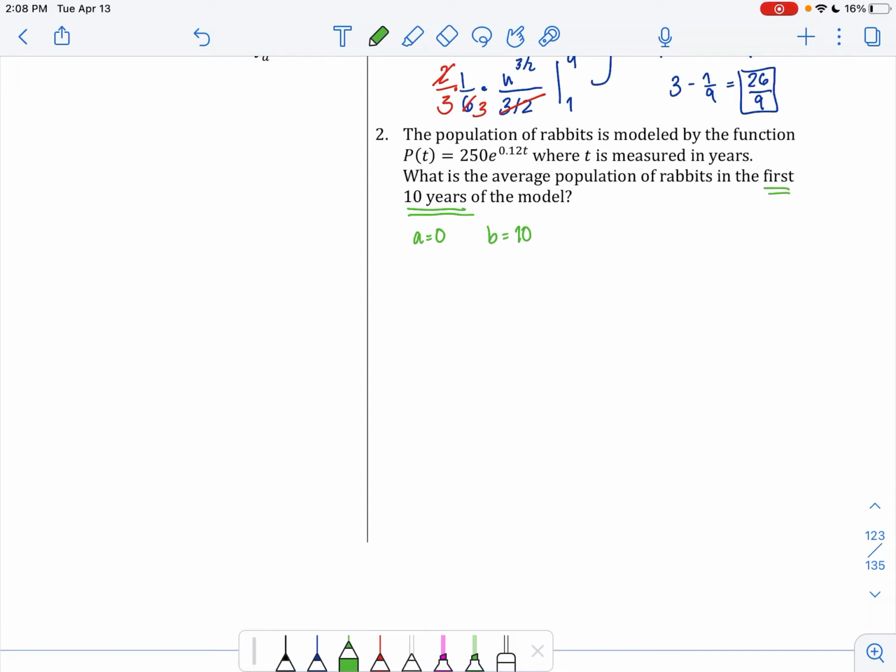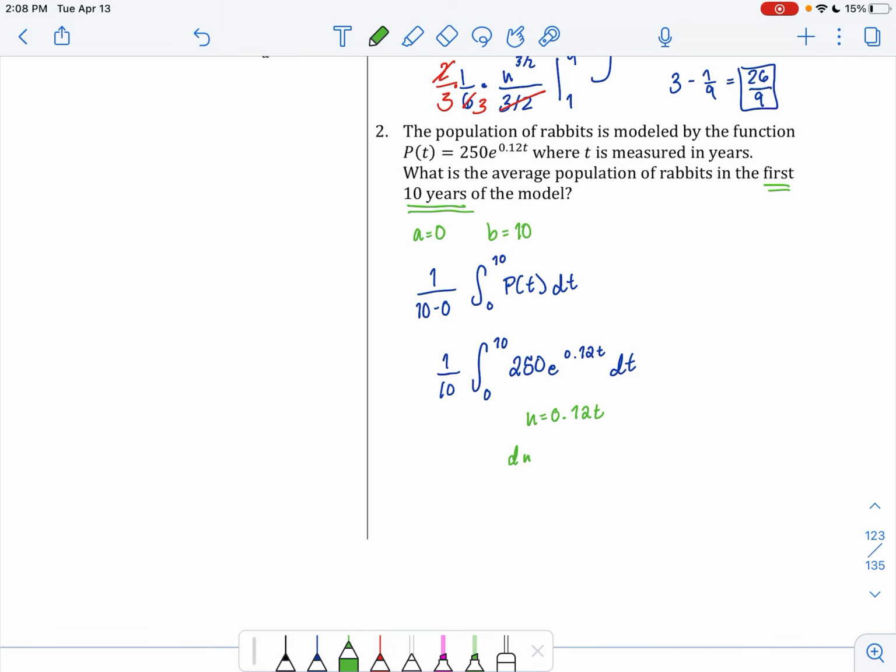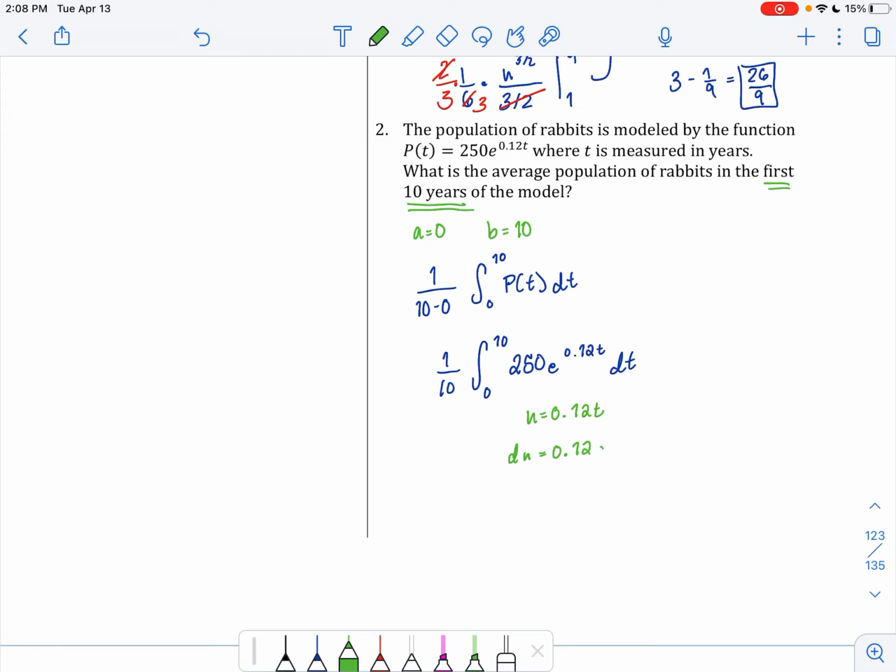And so then the average value is going to be 1 over 10 minus 0 of the integral from 0 to 10 of the population, like so. So that becomes 1/10 times the integral from 0 to 10 of 250 e to the 0.12 t dt. Once again, I would use u substitution because I've got the coefficient there. So then du dt is equal to 0.12. I can multiply the dt up and divide that over.